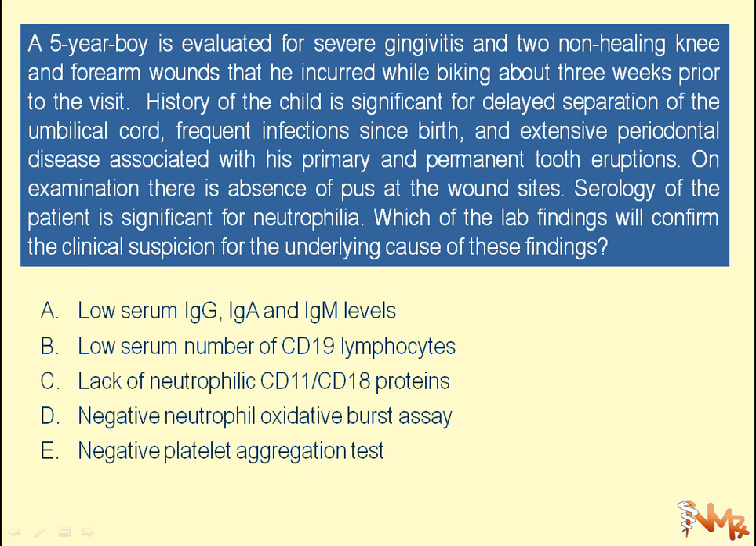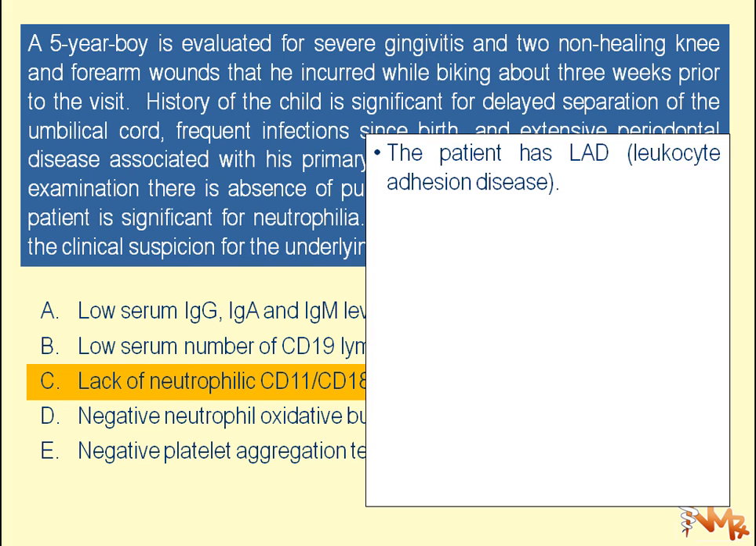Low serum IgG, IgA, and IgM, low serum number of CD19 lymphocytes, lack of neutrophilic CD11, CD18 proteins, negative neutrophil oxidative burst assay, or negative platelet aggregation test. Well, let me give you the correct answer and then explain this condition for you. These patients lack neutrophilic CD11, CD18 proteins. Just to know, the patient has LAD deficiency or leukocyte adhesion deficiency.